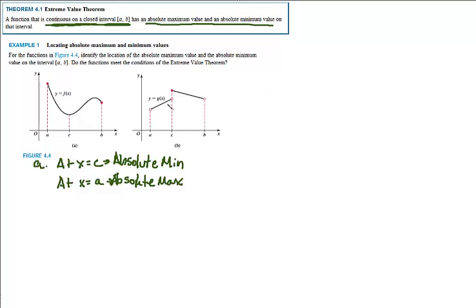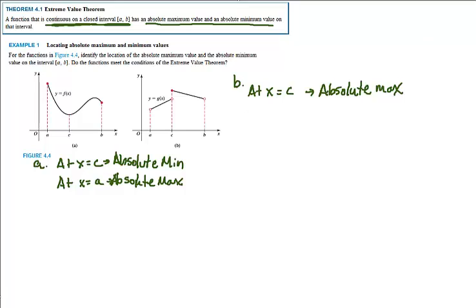This next one is not continuous, nor is it a closed interval. That lets me know that I can have an absolute max or min, but I don't have to. In this case, it looks like I have, at x equals c, an absolute max, and I have no absolute min.